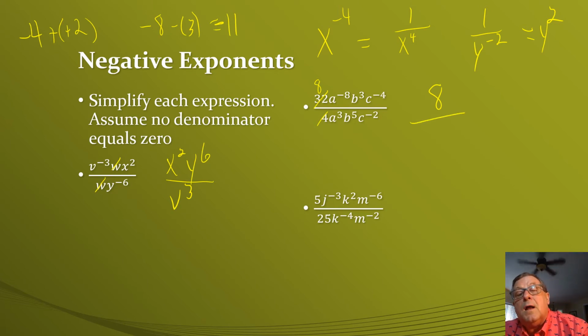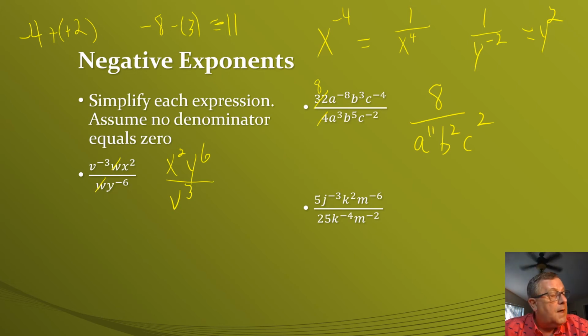So let's see what we got. We have 8 in the numerator. I got a over a to the 11th, b squared, and c squared. Negative exponents, throwing them in the denominator.